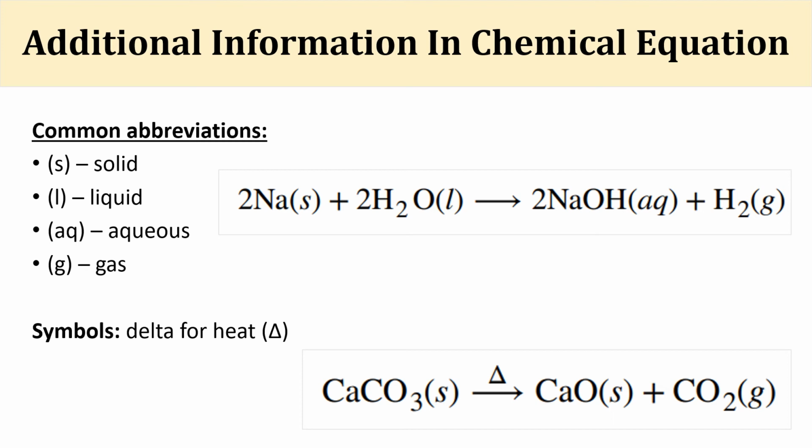Next is symbols. Special conditions necessary for a reaction are sometimes designated by writing a word or a symbol above or below the equation arrow. This symbol above the equation arrow is known as delta, for heat, which means that this reaction is carried out by heating or in the presence of heat.